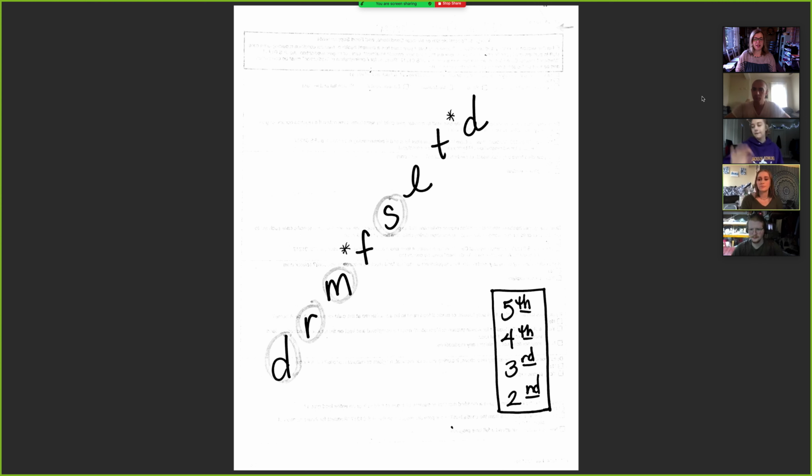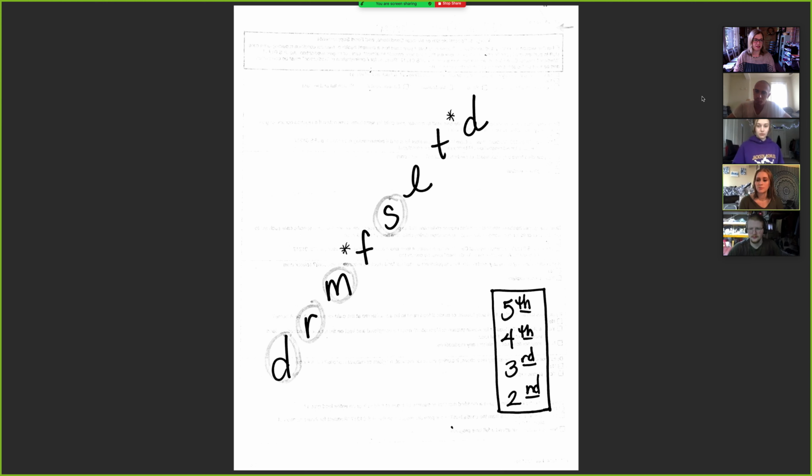And then the other intervals we have are seconds. As you know, these are whole step seconds. Do, re, echo. Do, re. The next one. Re, mi, echo. Re, mi. And those are the only seconds we have to work with. Just as a reminder, those are the whole step seconds.